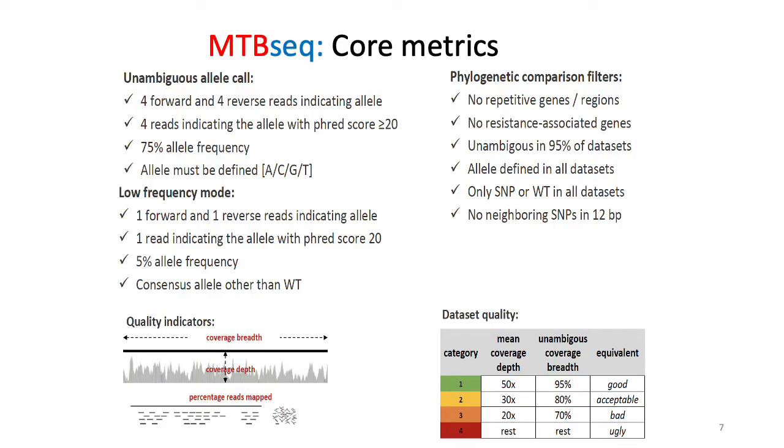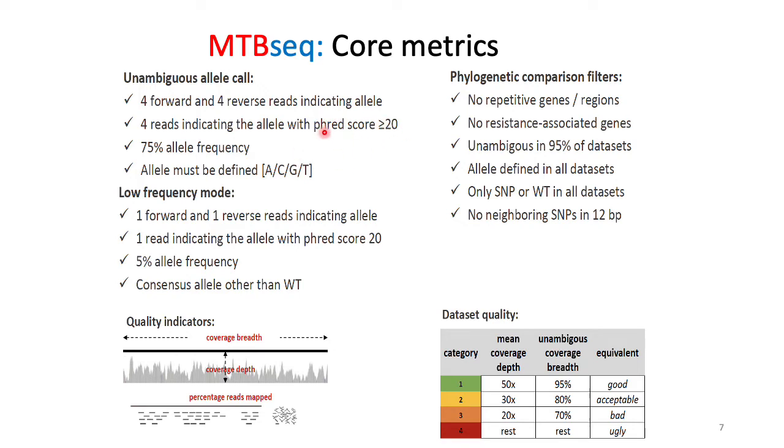Here in this slide, you can see the core metrics of MTBseq for variant calling and for phylogenetic comparisons. With default settings, variants need to be indicated by 4 reads mapped in each forward and reverse orientation, respectively, at 75% of allele frequency, and by at least 4 calls with a Phred score more than 20.